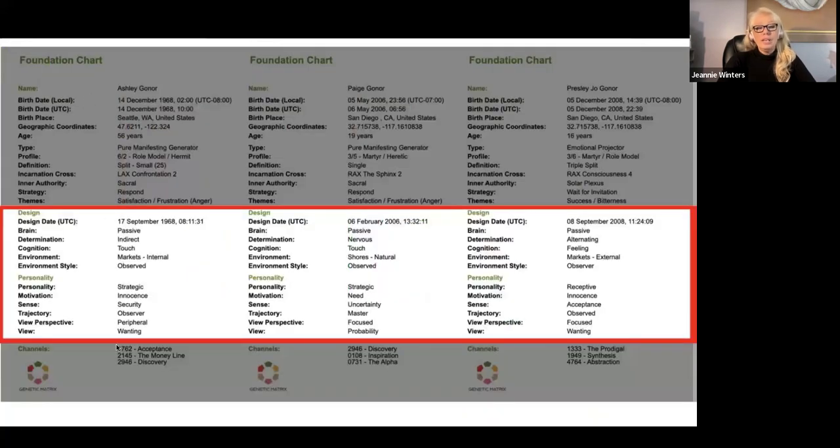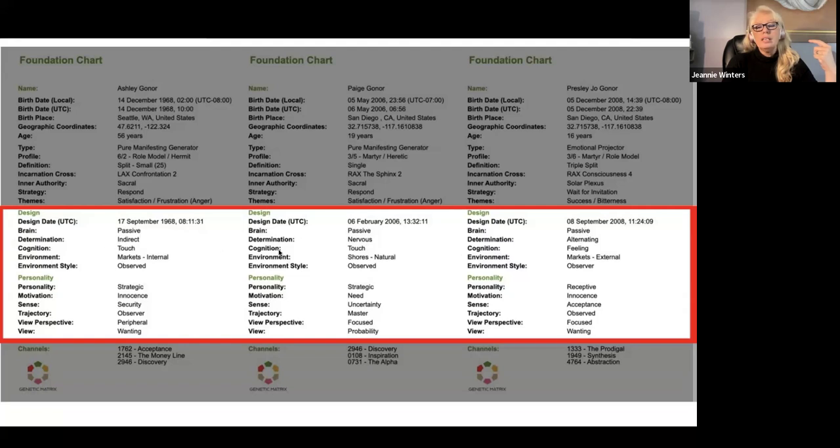Okay, so these are the three. This is yours, this is Paige's, and this is Presley's. And I just highlighted the areas that we're going to be discussing. What you notice here, it'll say brain, and then it says passive. All three of you have a passive brain, which I do too. And that is, I believe, more feminine. That is right and right directed. And then your determinations start to change.